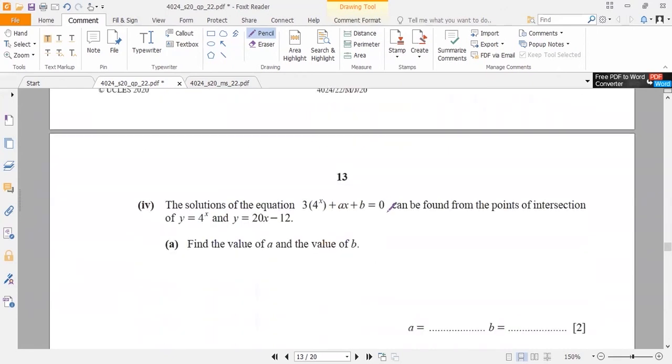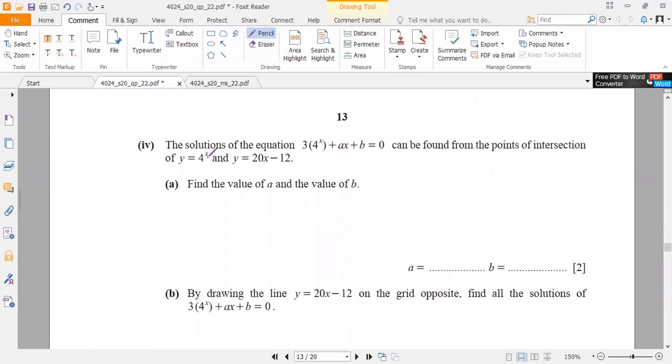Now come to part 4. The solution of the equation 3(4^x) + ax + b = 0 can be found from the point of intersection of y equals 4^x and y equals 20x minus 12. We need to find the values of a and b. For this, we can compare these two equations. That is 4^x equals 20x minus 12, so it will be 4^x plus 12 minus 20x equals 0.